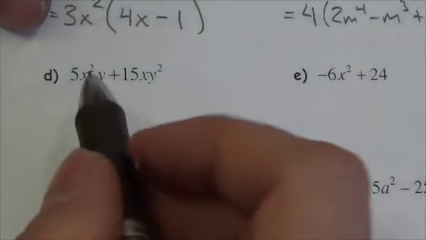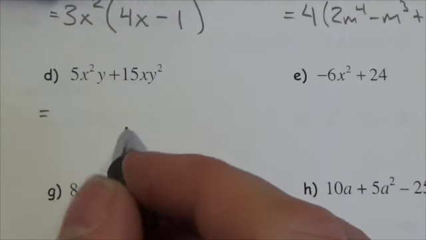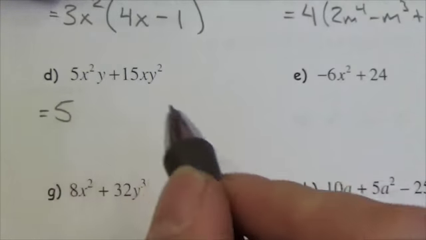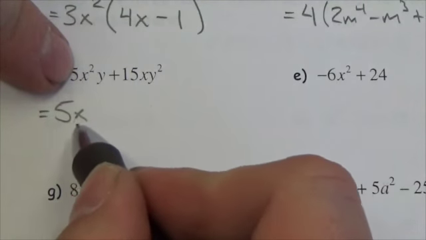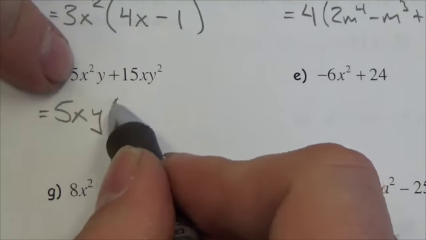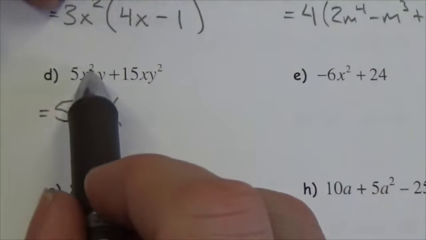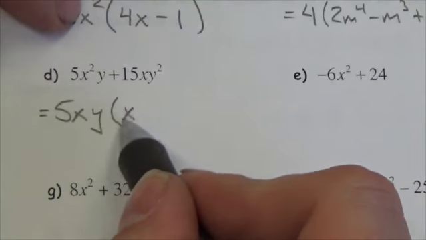Let's take a look at this. Look at my leading coefficients there, 5 and 15. Hopefully it's clear that there's a common factor of 5 there. Now, I've got x squared, x to the 1, so I'm going to take out the smaller exponent, x to the 1. Y to the 1, y squared, so take out the y. And then 15x squared y divided by 5xy. Well, the only thing that I'm going to be left over with there is an x.